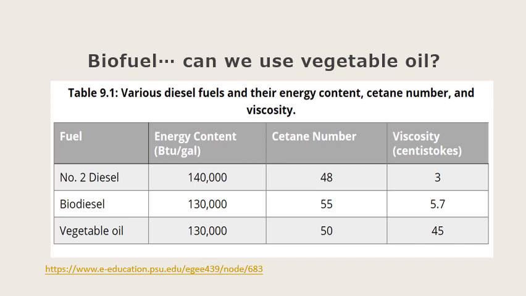Vegetable oil is significantly more viscous and therefore has poorer combustion properties compared to the other two examples here. Thus, it can cause many engine problems.